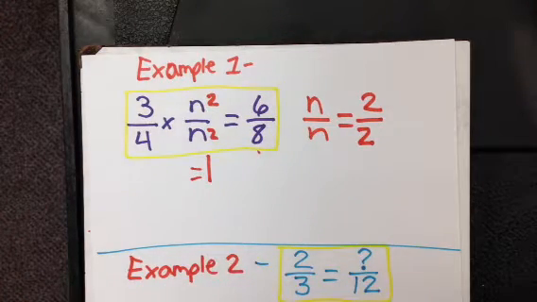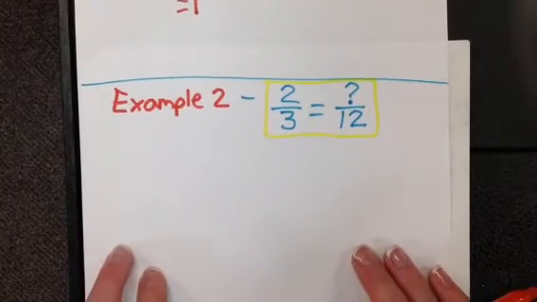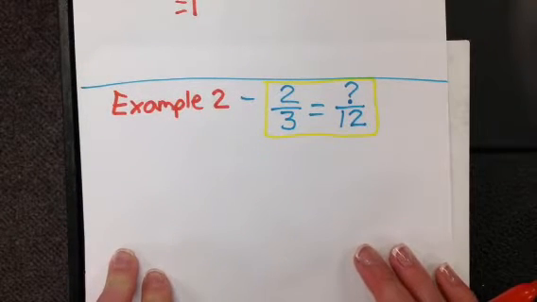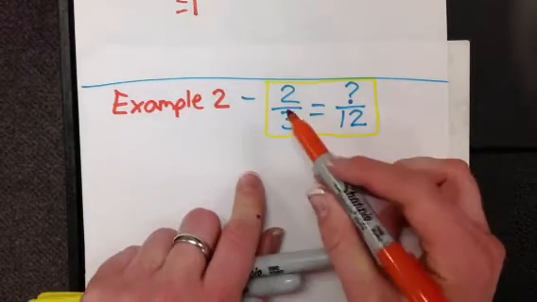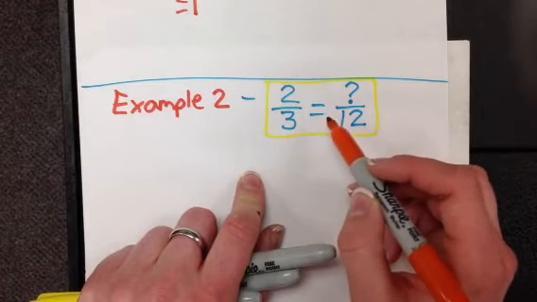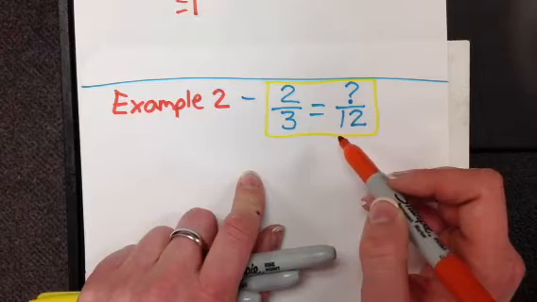Remember, you can pause at any time to write this down in your notes, or you can go back and re-listen to parts. Let's move on to example 2. Example 2 says to write a fraction equal to 2/3 that has a denominator of 12. So in this case, we set it up. Here's the original, 2/3 is equal to some numerator with a denominator of 12.